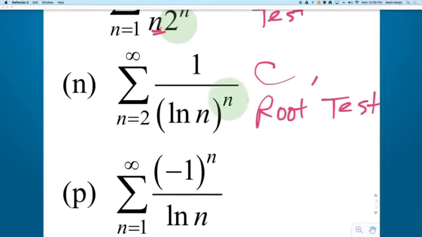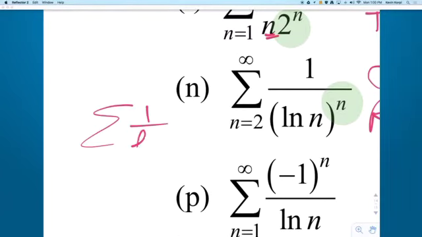Now, without that power of n right there, 1 over the natural log of n, just for what it's worth, what would you say about that? That one would diverge, yeah, big time. Okay, but what if I put negative 1 to the n up there? Now it converges conditionally. Yeah, cool.